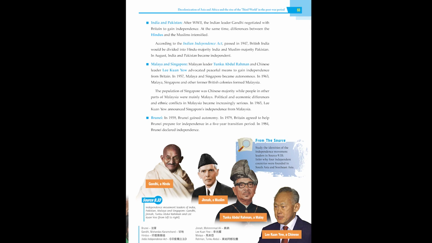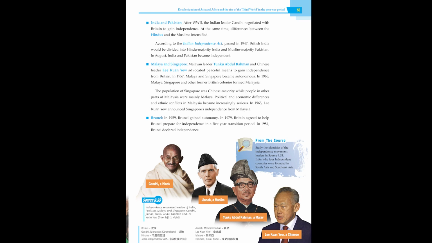India and Pakistan. After the Second World War, the Indian leader Gandhi negotiated with Britain to gain independence. At the same time, differences between the Hindus and the Muslims intensified. According to the Indian Independence Act, passed in 1947, British India would be divided into Hindu-majority India and Muslim-majority Pakistan. In August, India and Pakistan became independent.